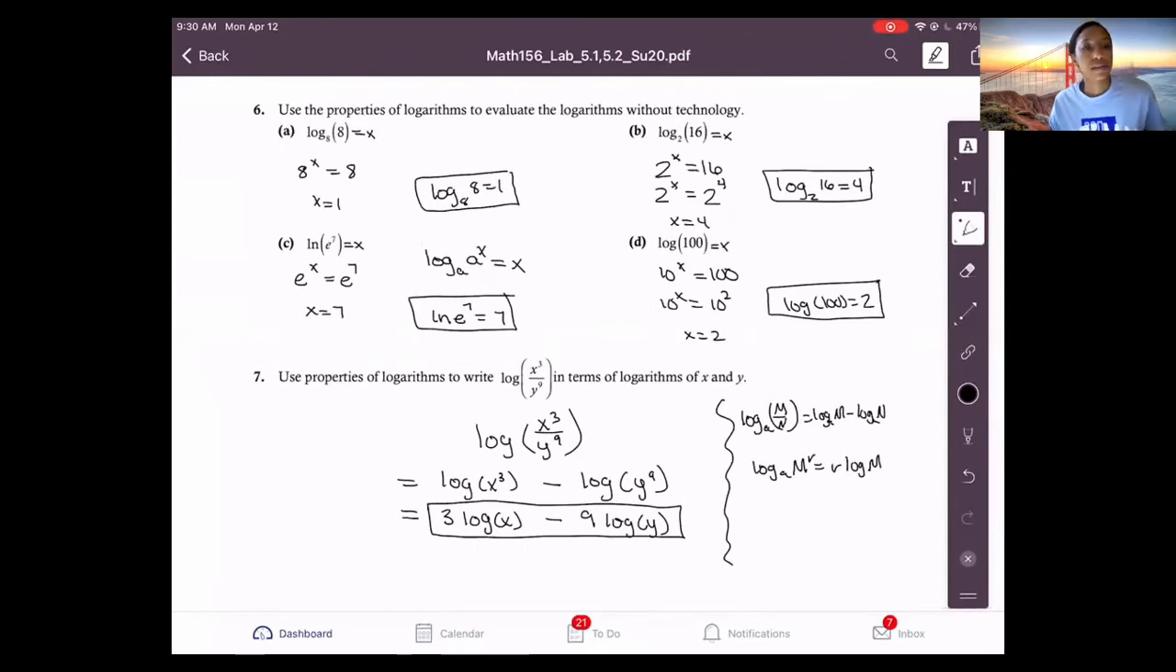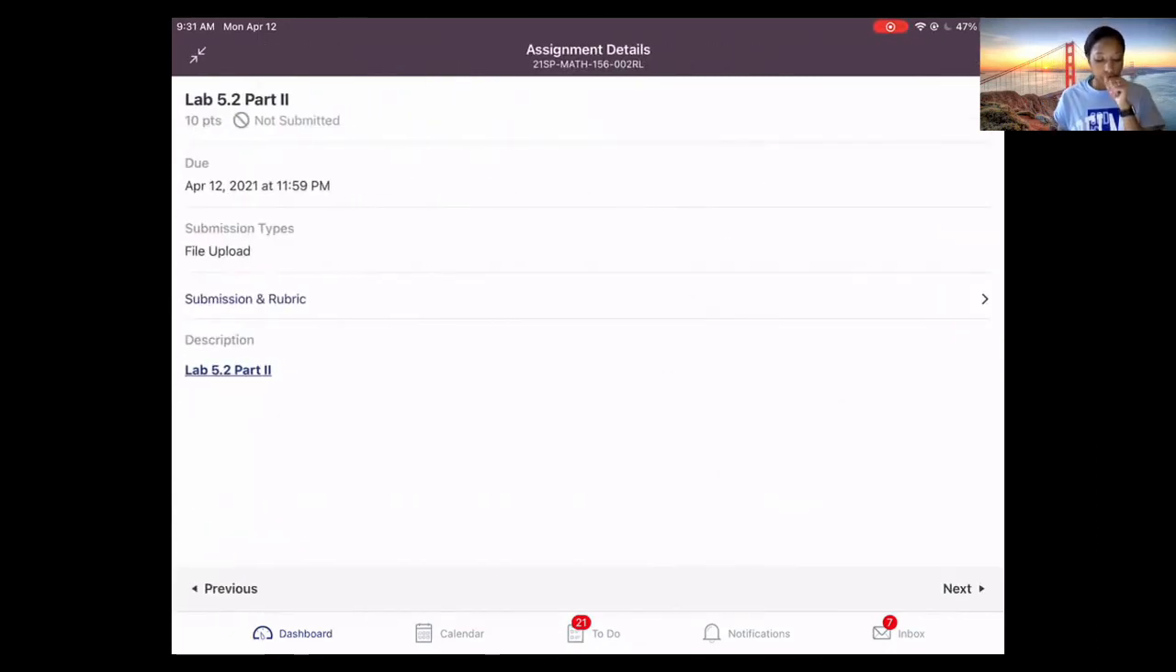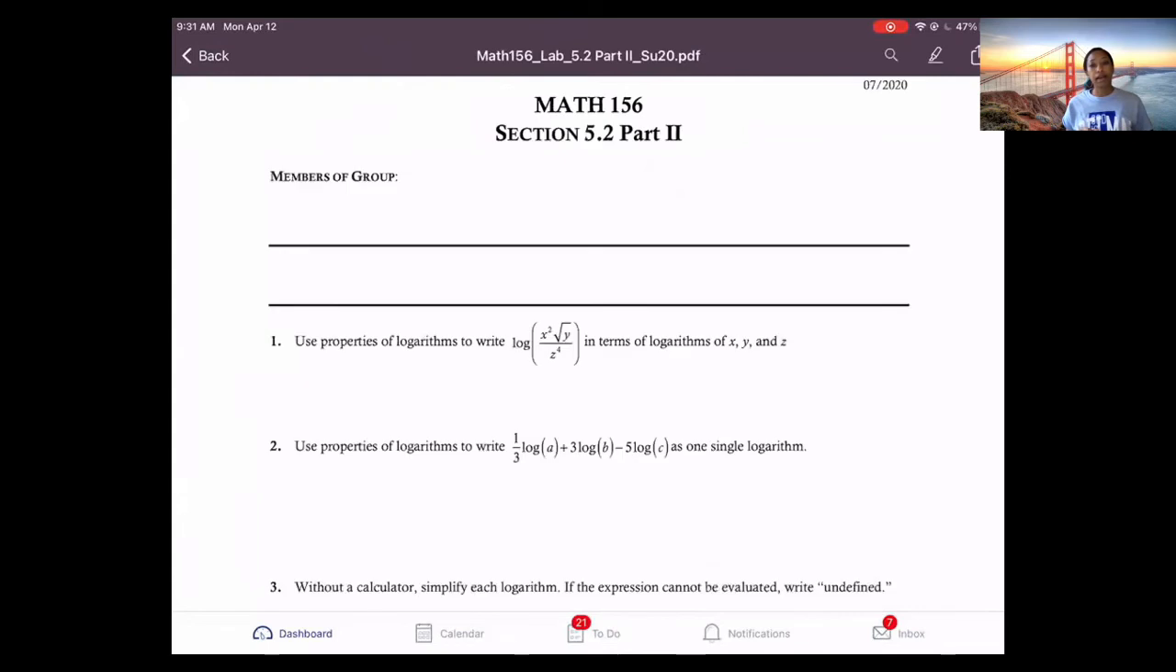All right, so this wraps up actually lab 5.1 and 5.2. There's another lab 5.2 for today's class that we're going to look at next. I'll do a couple problems from this lab, and then I'm going to leave the rest for you to practice on your own. But I just want to go through the types of problems that we see.